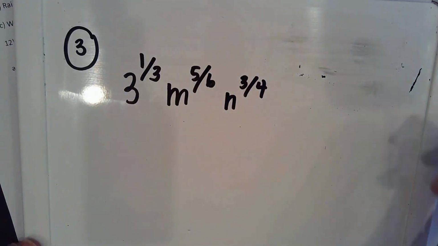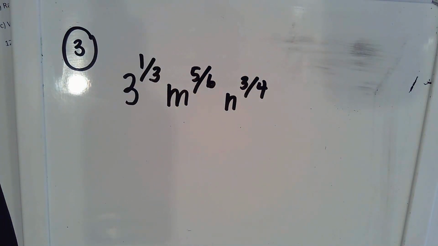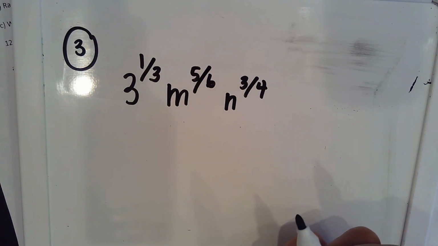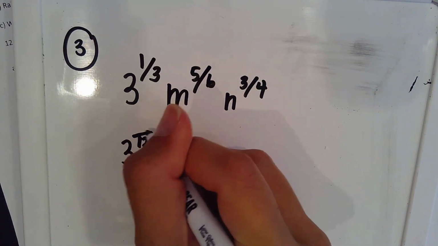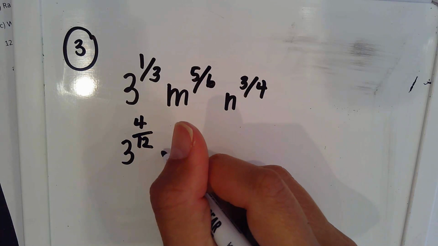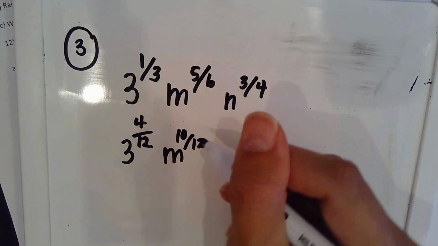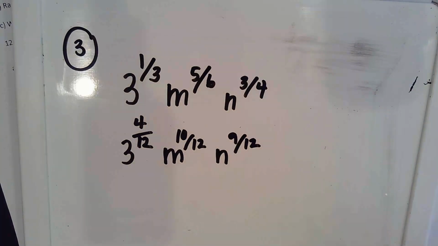Okay, so the index roots always have to be the same if you're going to write it in a radical. So what does that mean that each one of those denominators need to be? The denominators need to be the same, don't they? So to get the denominators to be the same, I need to find the common denominator. And the common denominator there would be a 12. So this is going to turn into 4 over 12, and this is going to turn into a 10 over 12, and this is going to turn into a 9 over a 12.